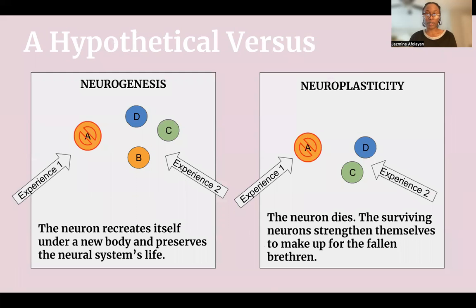And so comparing this to neuroplasticity on the previous slide, we see that with neurogenesis, the same count of neurons is preserved, three in total. A just becomes B, but it's the same information. However, how I understand neuroplasticity is that neuron A is dead, but through a different experience, two neurons, C and D, survive and are strengthened. However, there's still a greater quantity in neurogenesis.